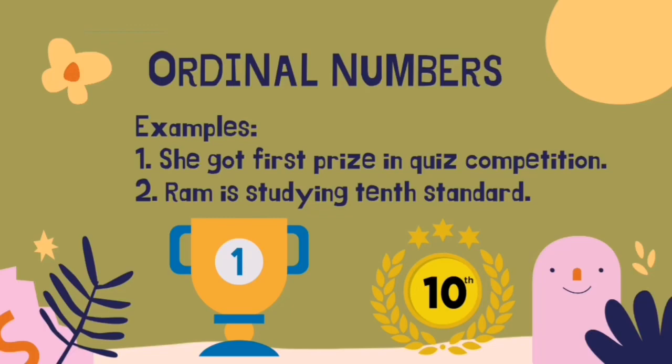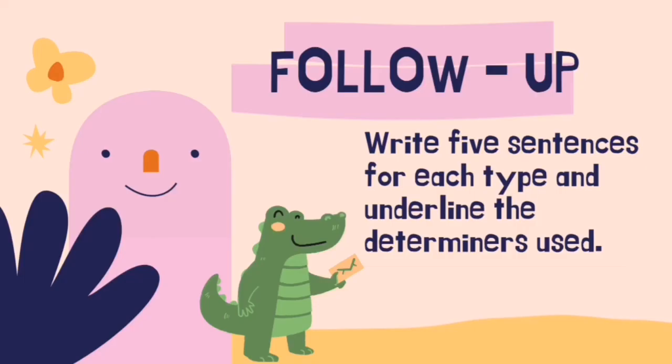Before going into the follow-up work, let's have a quick recap. How many types of determiners are there? There are 6 types: articles, demonstratives, possessive adjectives, quantifiers, cardinal numbers and ordinal numbers. For follow-up work, write 5 sentences for each type and underline the determiners.